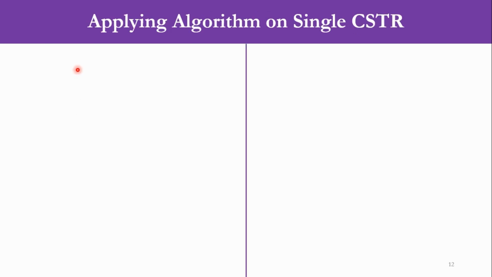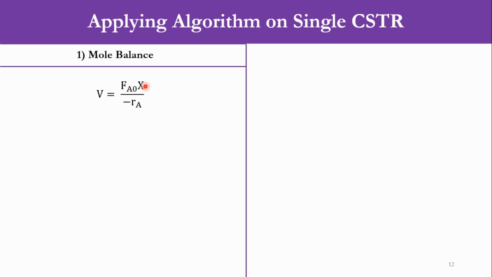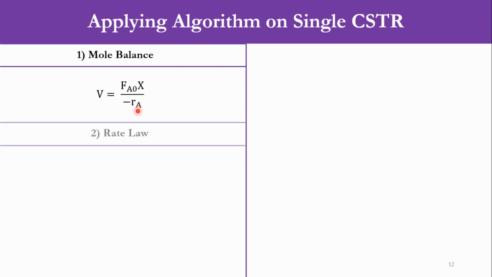We will first apply the algorithm on the single CSTR. The algorithm is mole balance and design equation. So V is equal to Fa naught x over minus Ra. For the rate law, minus Ra is equal to kC.